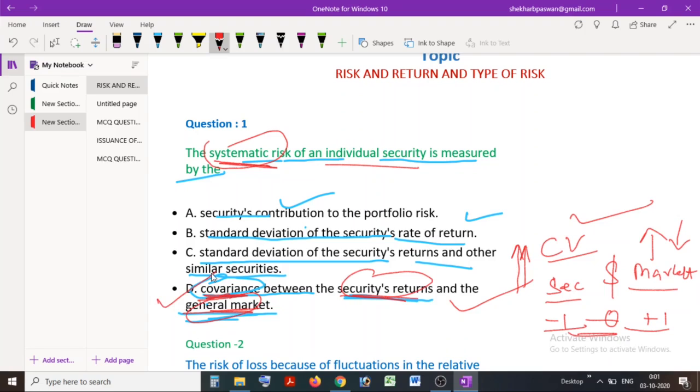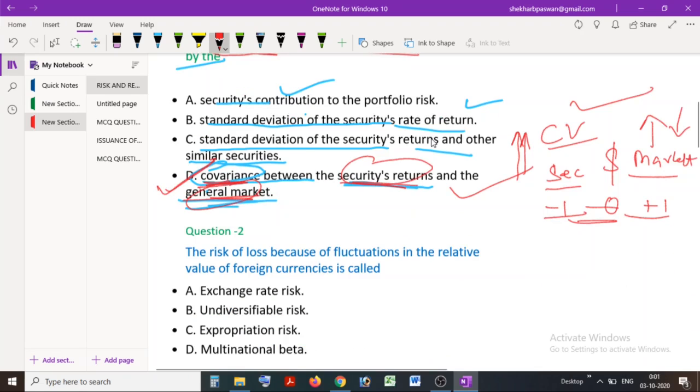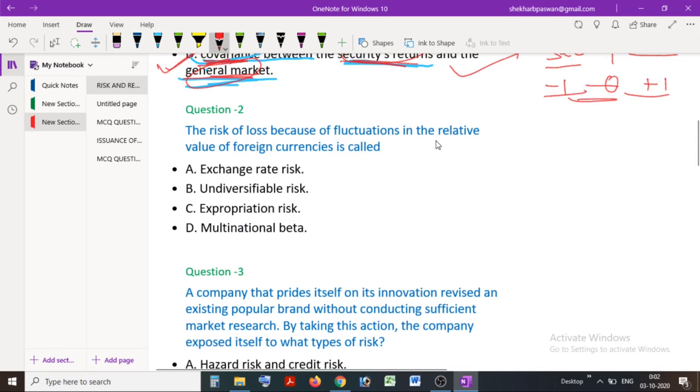Now let's move toward the second question. The risk of loss because of fluctuation in the value of foreign currency is called... What type of risk is related to fluctuation of foreign currency? The options are exchange rate risk, diversified risk, exportation risk, and multinational beta.